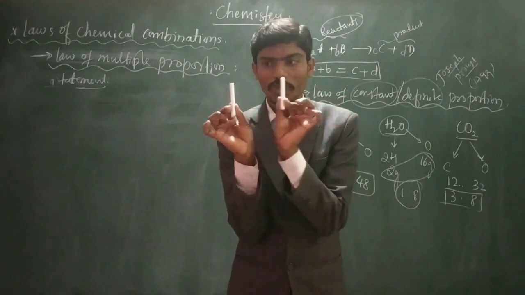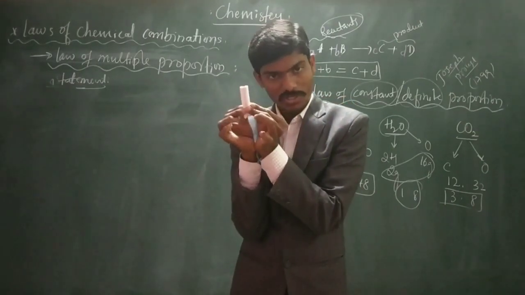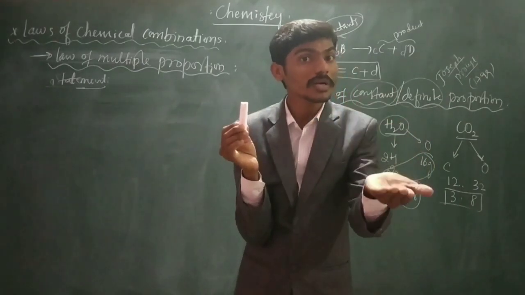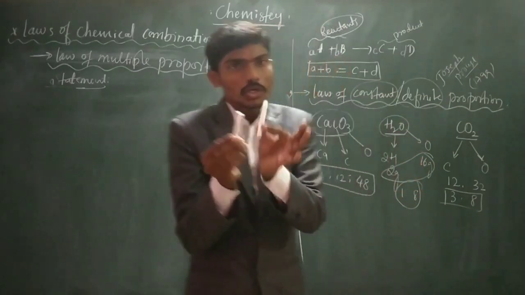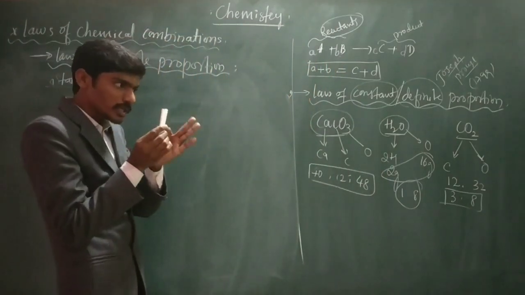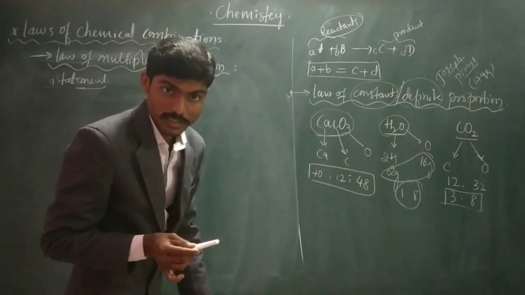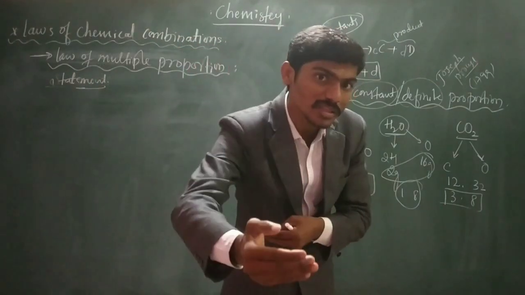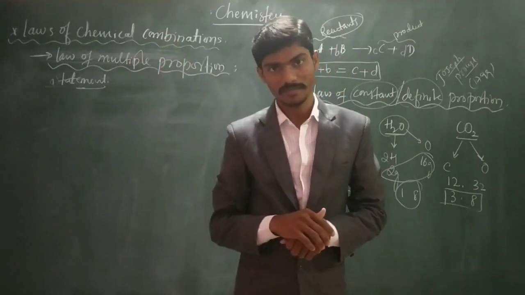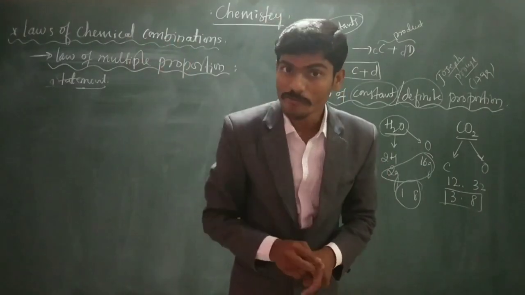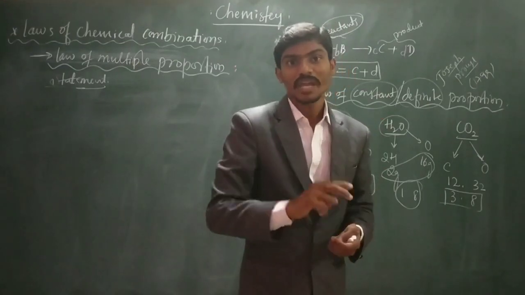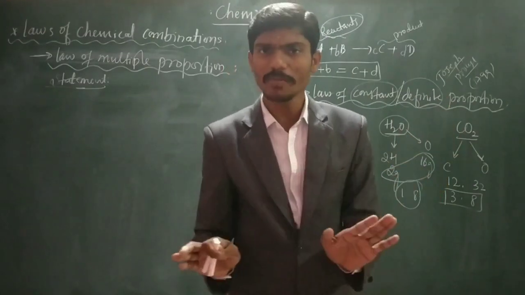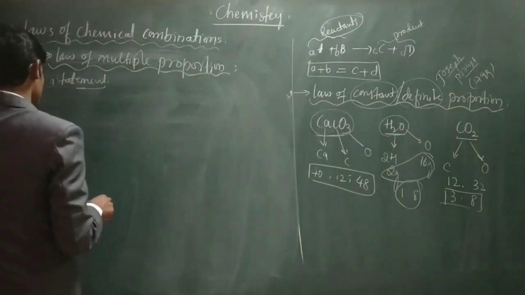If two different elements combine with each other to give not one product but more than one product, then two elements combine together to form more than one product. In that case, the masses of one element which combines with a fixed mass of the other element are in the simple whole number ratio. The statement is simple, but see an example and you will understand.